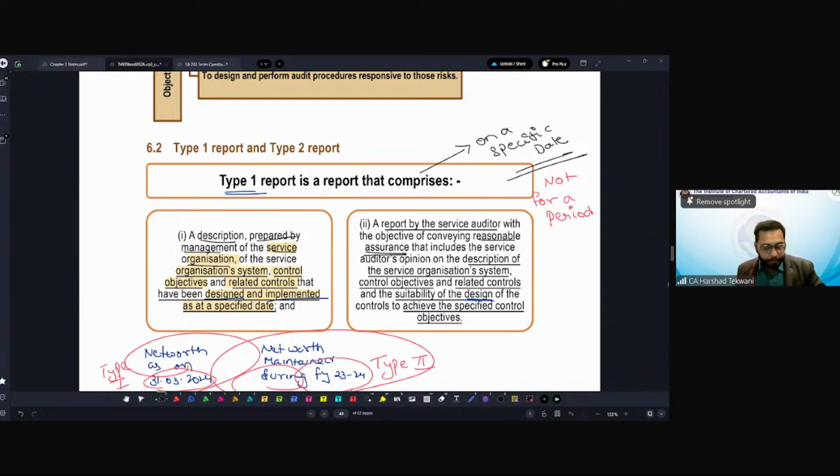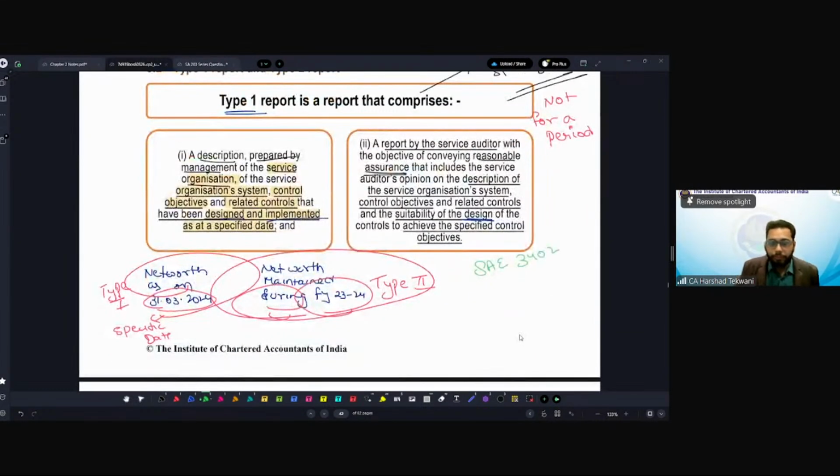No, I'll tell you, and we will see it in the coming lectures also. That is SAE 3402, the Standard on Assurance Engagements other than audits and reviews. You also have a chapter on that where we will be discussing SAE 3402, which talks about assurance reports on controls at a service organization.